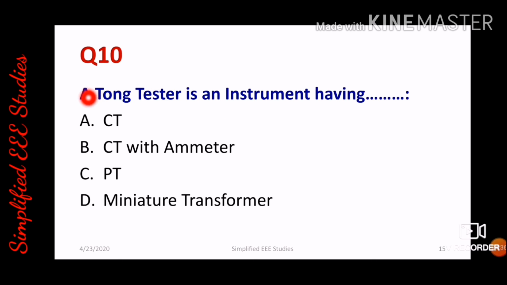Let's move on. Question number 10. A tongue tester is an instrument having dash: current transformer with ammeter, potential transformer, miniature transformer. The right answer for this question is current transformer with ammeter. So let us inspect some important information regarding the tongue tester.